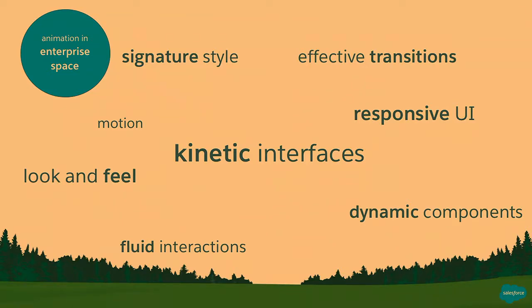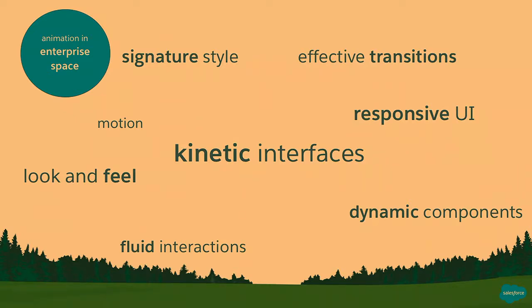Animation can mean the signature style of a product. It means effective transitions between really complex user interfaces. Animation refers to a responsive user interface, so transitioning between tablet and mobile and desktop in a fluid way. Animation is really the feel aspect of the look and feel of your product. So it communicates visually through feeling and emotion, tying a narrative together through a product. And all of these things together make up what we think about as kinetic interfaces. So anything moving in the product is what we refer to as animation in the enterprise space.